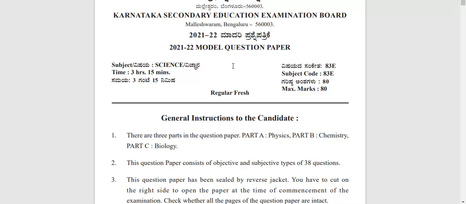What I will do is, for all the different sections, that is part A, part B and part C, means for chemistry, biology and physics, I will make the answers. I will prepare the answers and will make a separate video for all the three parts. One for chemistry, one for biology and one for physics.